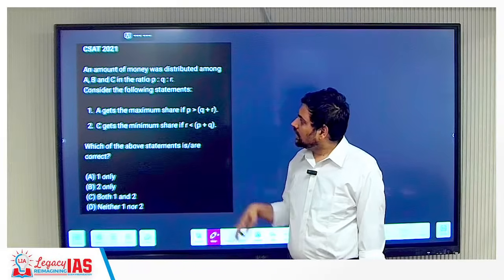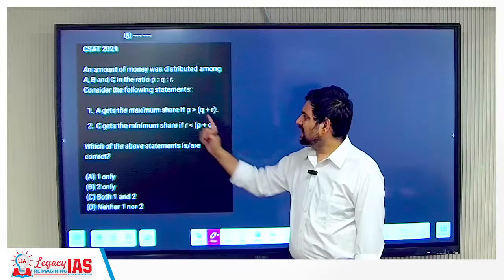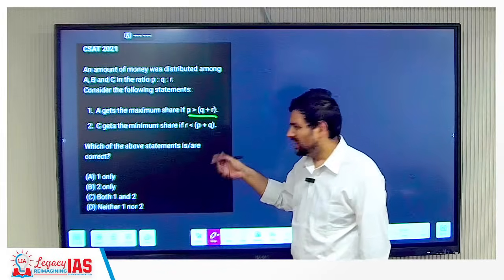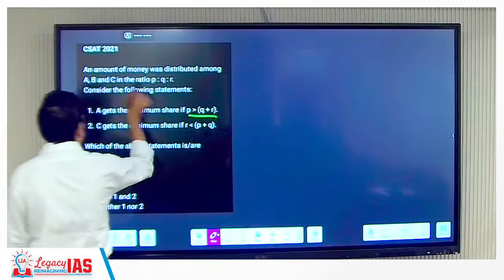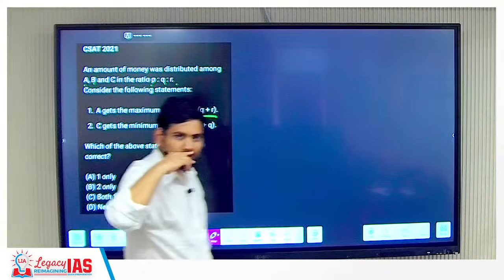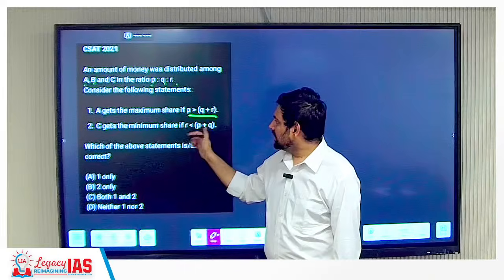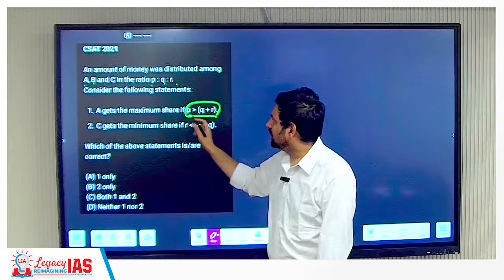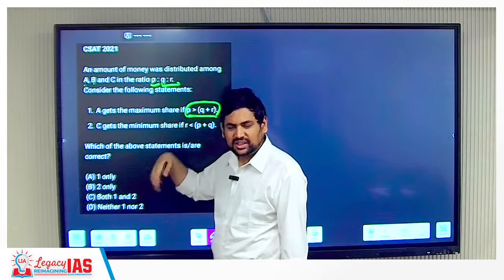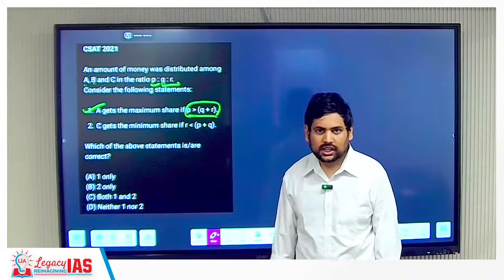Now, A, B, C are in the ratio P, Q, R. It says A gets the maximum share if P is greater than Q plus R. Ultimately, you can assume A, B, C to be equal to P, Q, R. It does not matter, the ratio will be the same. Now, if P is greater than Q plus R, both of these combined, even greater is P, then of course A is getting the highest share, correct?